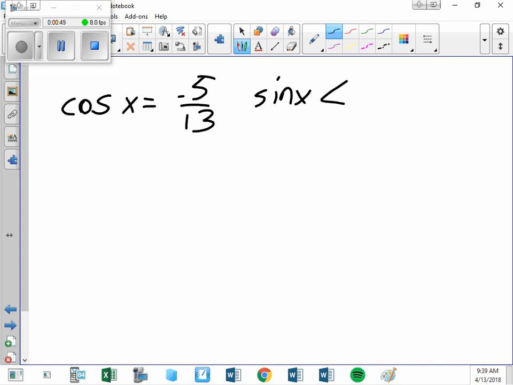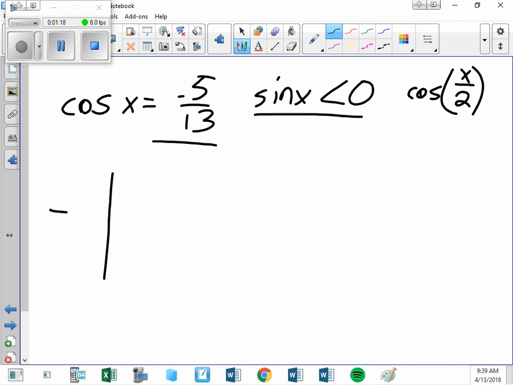So the sine of x is less than 0. What is the cosine of x over 2? Now, you have to pay a little bit more attention when you do a half-angle formula. So first off, which quadrant is x in? The cosine is negative, and the sine is negative. So I'm in quadrant 3. How do you remember that? All Students Take Calculus. So the only one where sine and cosine are both negative would be in quadrant 3.